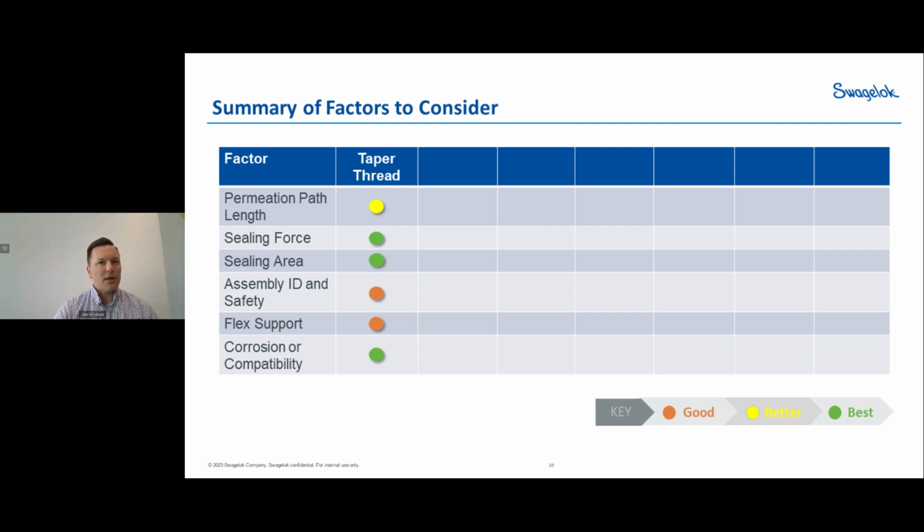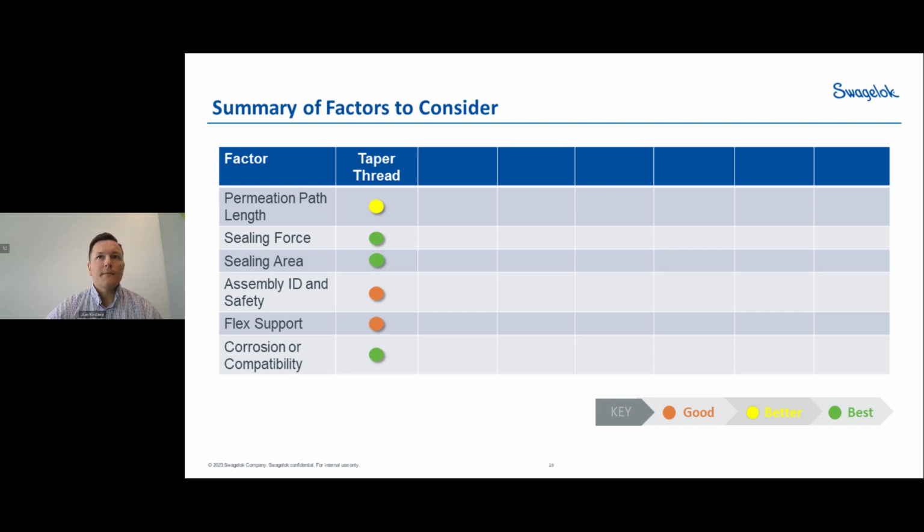One thing to note on tapered threads is that there is very little, if no, entrapment areas. So your corrosion performance is actually pretty good. There's really nowhere, as Matt described it, for that system fluid to stay stagnant and really do its work on the materials. So from that perspective, it's actually a pretty good technology for corrosion.